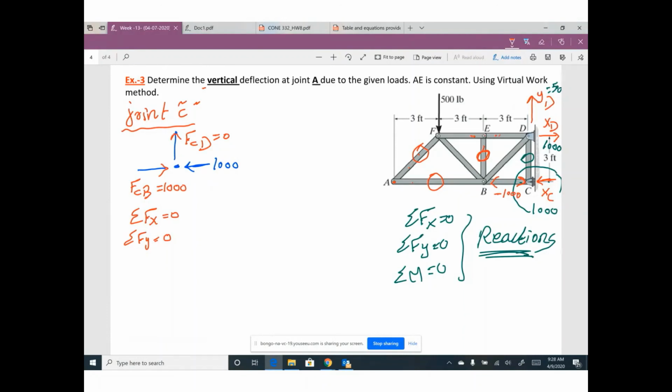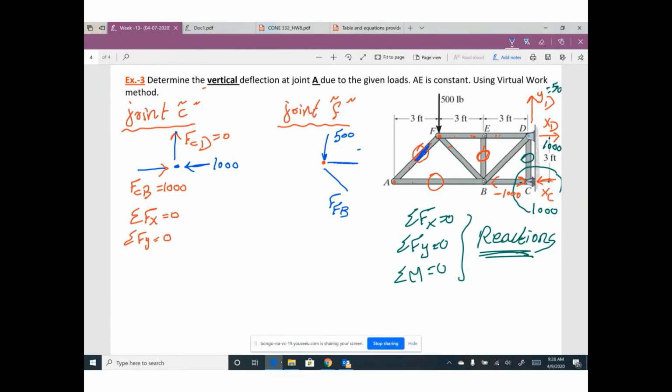Keep going. I can apply joint equilibrium at F. Remember, I cannot solve any joint until you have only 2 unknown members. Do you have 2 members at F? Yes, because this one is 0, so I still have this one and this one unknown. Joint F, we have vertical force 500. We have a horizontal member and an inclined member. What about the third one? It's 0. Forget it. So we have FB.